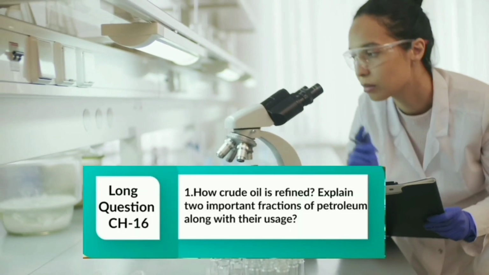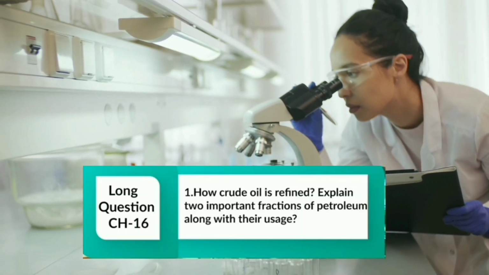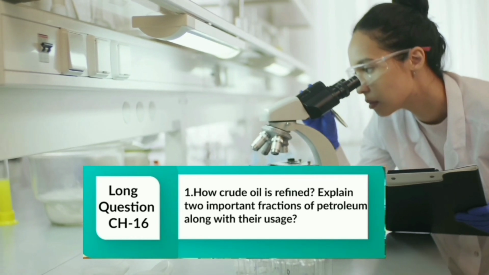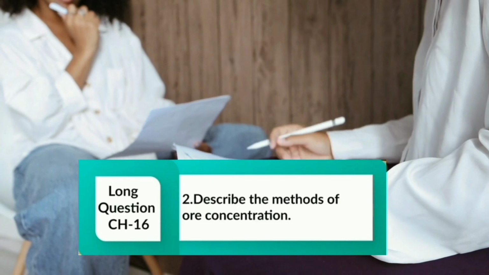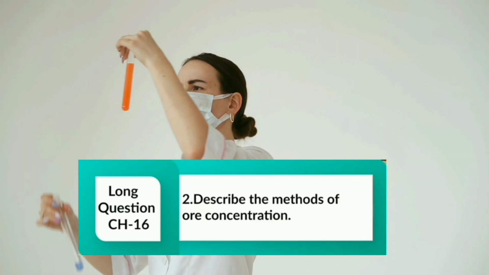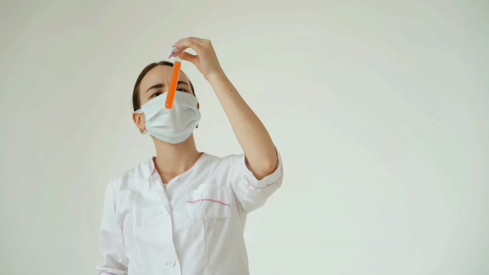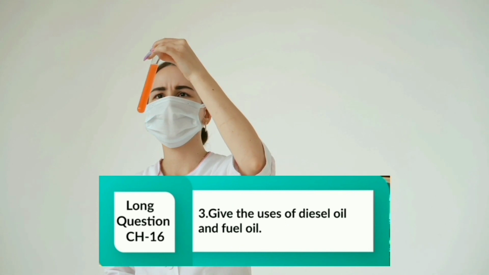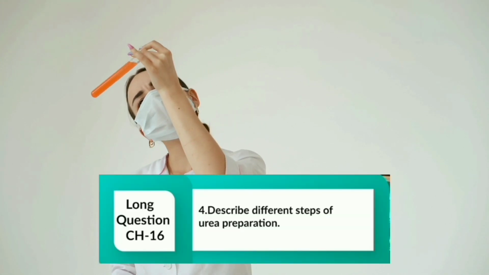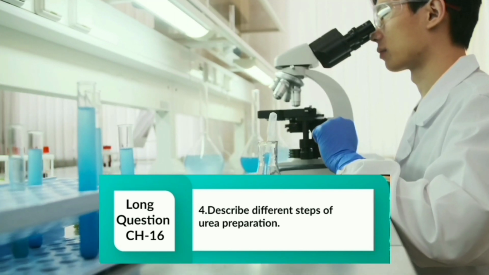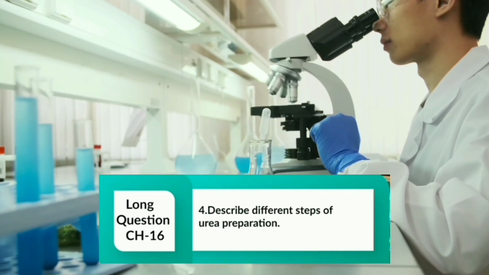First important question is, how is crude oil refined? Explain two important fractions of petroleum along with their usage. Second is, describe the methods of ore concentration. Third question is, give the uses of diesel oil and fuel oil. 4 is, describe different steps of urea preparation.